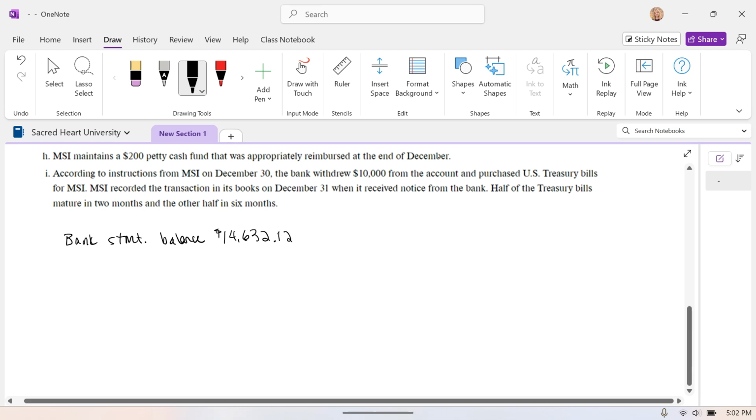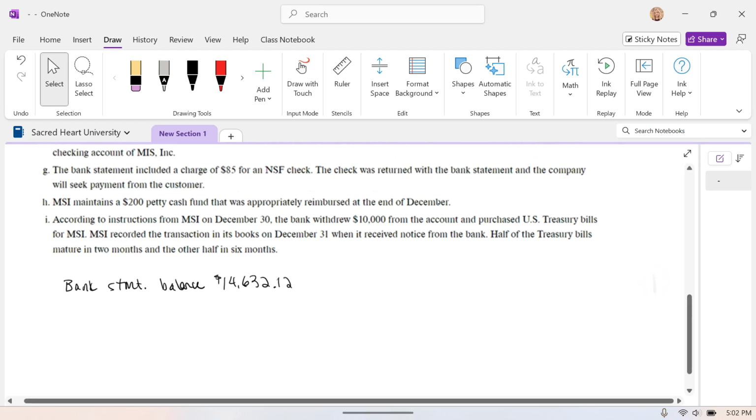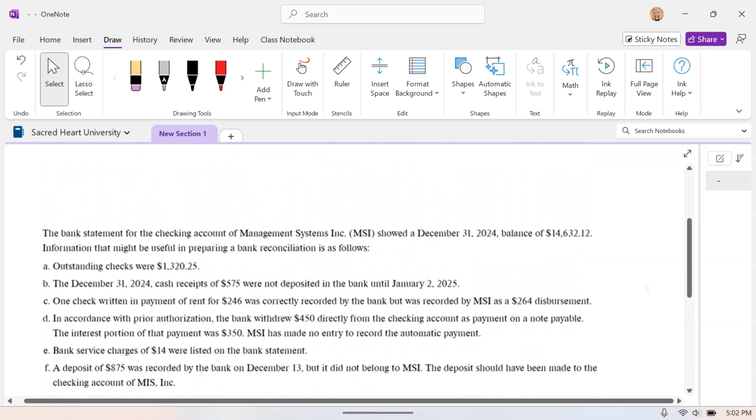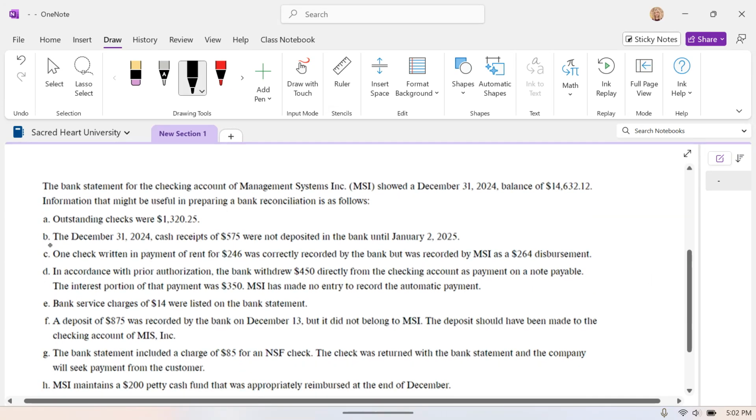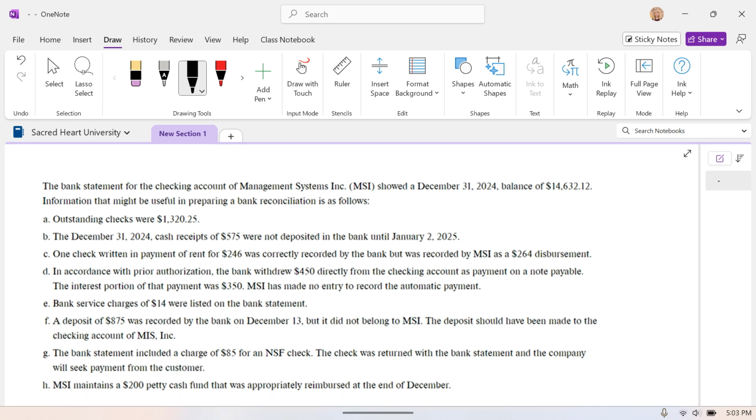And 12 cents. Then we need to figure out what should be included in this 14.6 in the bank statement balance that wasn't included, likely due to timing differences. Part A says outstanding checks were 1320.25. So we need to know what are outstanding checks. It's checks that the company's accountant or somebody in the company wrote out, and we write a check. We record the journal entry, of course, but these checks haven't, so it's a cash payment that has been made, but it hasn't actually cleared the bank.